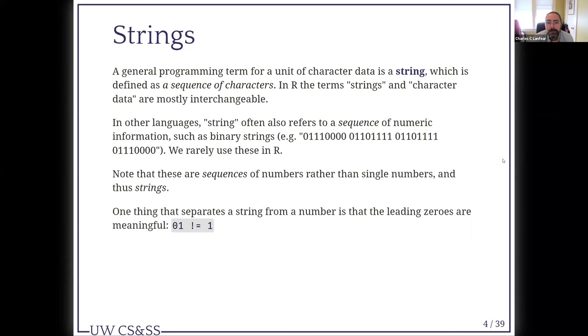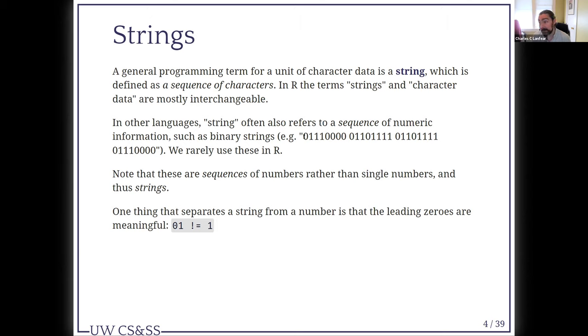The thing to note about strings, though, is that strings are sequences of numbers or values rather than a single number. This is what makes them a string. 0, 1, 1, 1, 0, 0, 0, 0 is not the same thing as, what is this? 1,110,000. Those are not equivalent things. This is actually 8 separate characters that are not interchangeable and don't indicate an overall number. So one thing that separates a string from a number is that leading zeros in a string are meaningful. If I cut this zero out of here, this string right here would be a different thing. This zero is actually important and conveys meaning. So strings are different. They're not numbers.